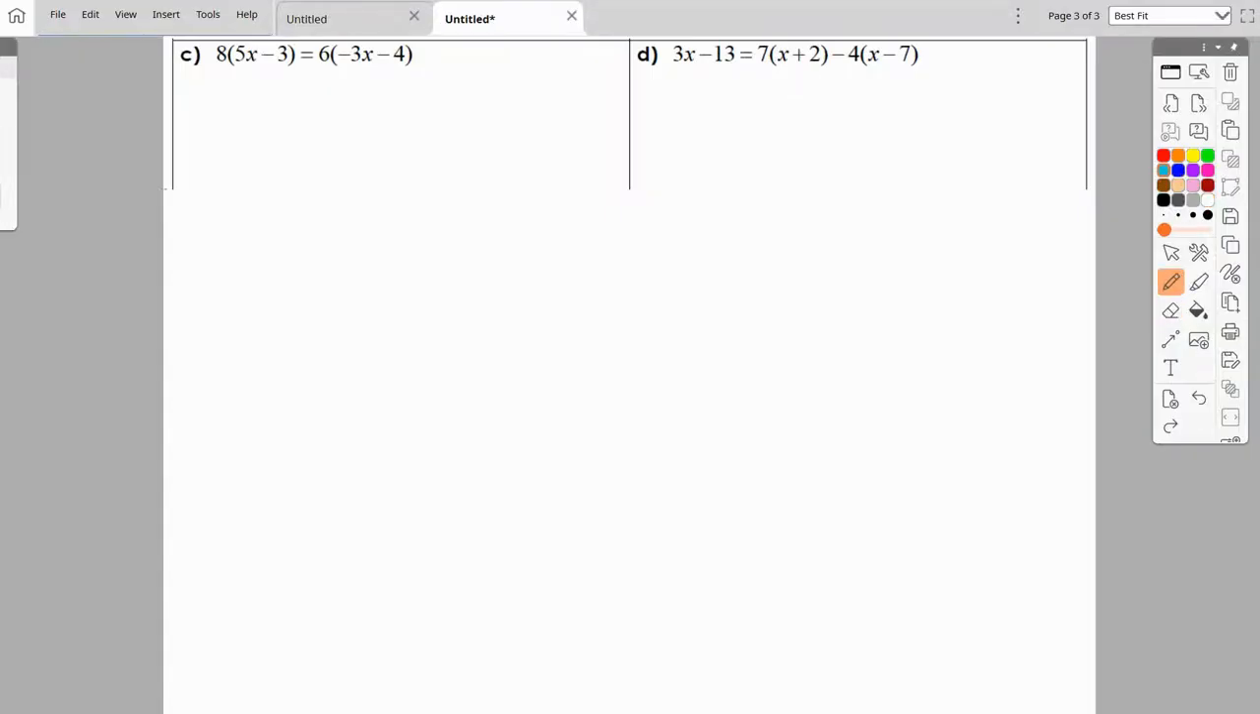In example C again, we're going to start with distribution here. I'm going to multiply the 8 to both terms in my parentheses here. 8 times 5 is 40. That will have an x. And 8 times negative 3 is negative 24. On the right side, I'll distribute the 6, which means I'll multiply it to negative 3x to make negative 18x. And 6 times negative 4 is negative 24. From here again, I'll highlight anything with a letter x in pink and anything with just a number in green here.